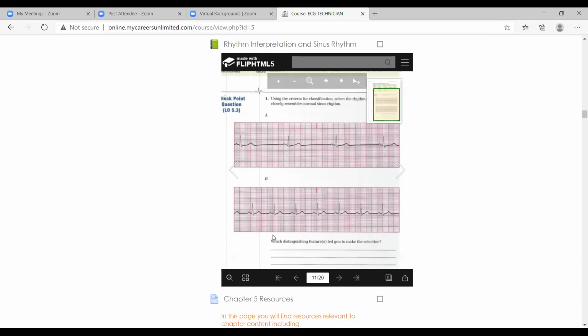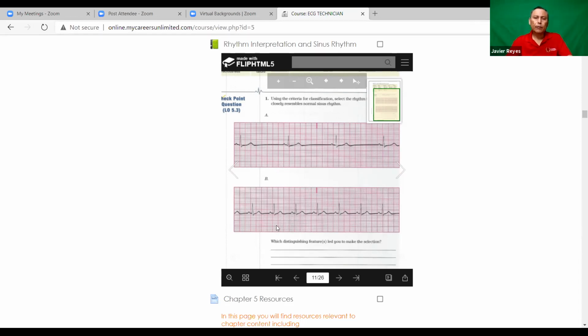On which one? A or B? Well, you said B, right? One of you said B. Yes, I think both of us. Okay. What is the rate on this one? You can use any method you want. If it's a regular one, you can use the 300 or the 1500.